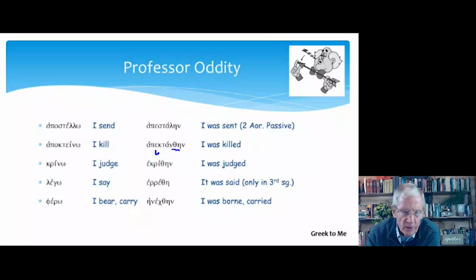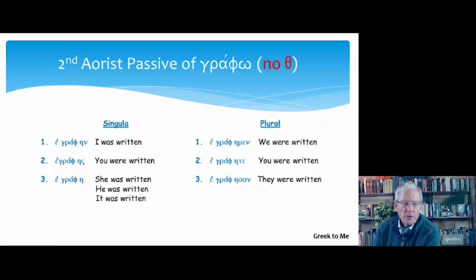And then phero, I bear or carry. This is very irregular, a little bit like what we had with the aorist active, and it's pronounced enechthane, enechthane. I was borne or I was carried. So there's our augment, and there's our theta eta. Now we do have a second aorist passive of grapho, and it's just like the first aorist passive, except here you don't have the theta. So we have egraphen, egraphes, egraphe, egraphemen, egraphete, egraphesan. Now the endings are the same. The only thing that's missing is the theta.